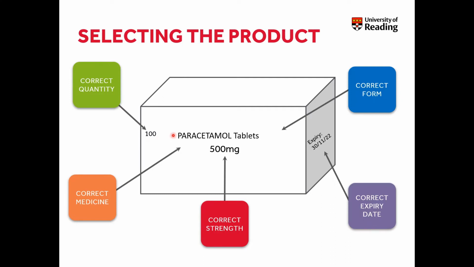Next thing you need to check is that you've got the correct form. So is it liquid, is it soluble tablets, or an injection, or suppositories? So in this case tablets. And making sure you have the correct strength, so 500 milligram, and then the correct quantity. So again, making sure you are looking inside the box, making sure you have a full packet, and then lastly checking the expiry date and making sure that this is in date. So obviously when you are looking at the expiry, you need to make sure it covers the full course of the treatment.